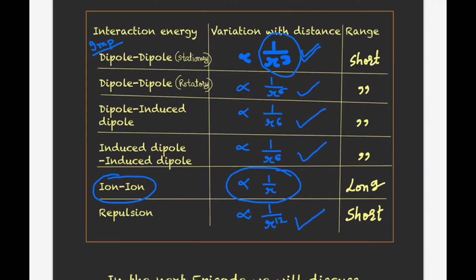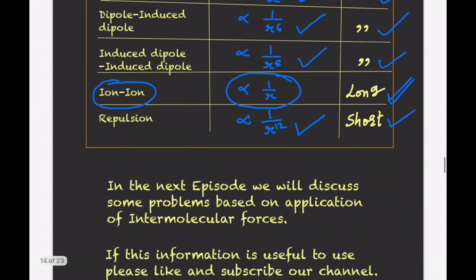All these intermolecular forces are short range forces. When we are talking about attraction and repulsion, they are short range forces. But when we are discussing the force of attraction between a positive and negative charge, it is a long range force. In the next episode, we will discuss some problems based on application of intermolecular forces.